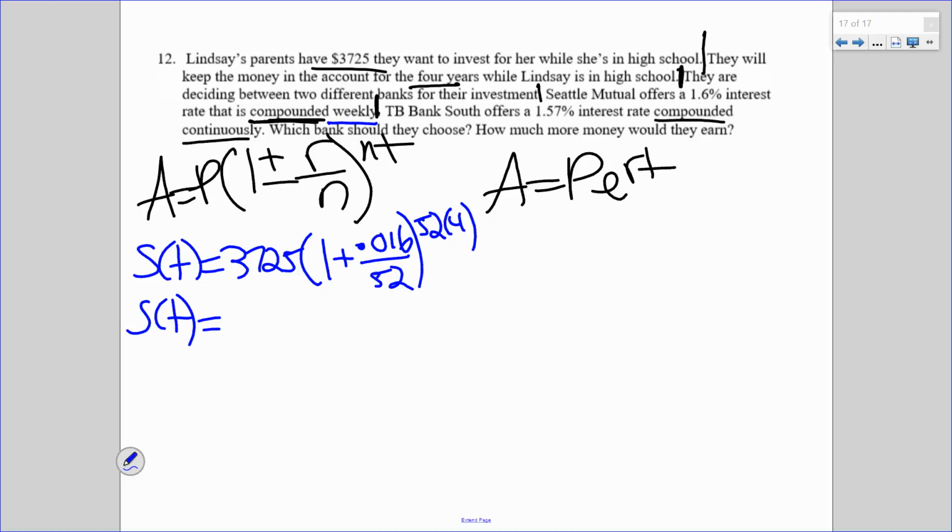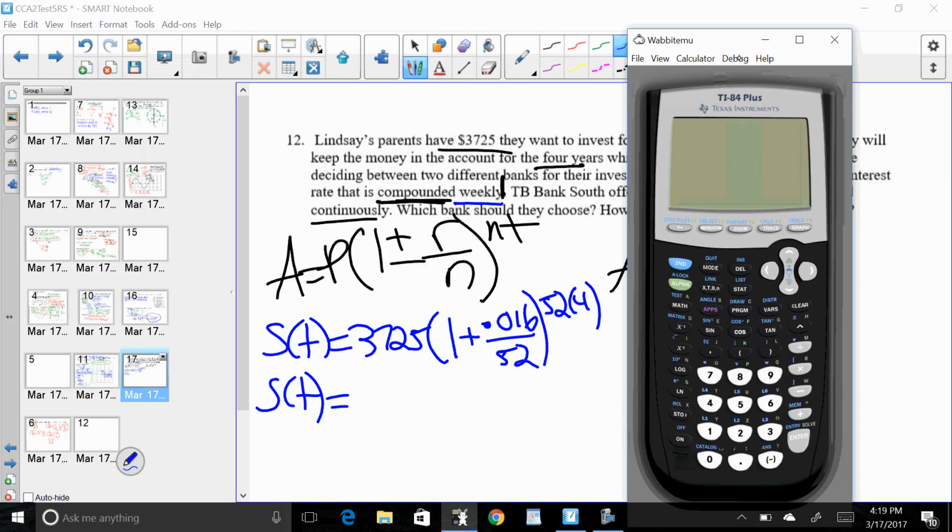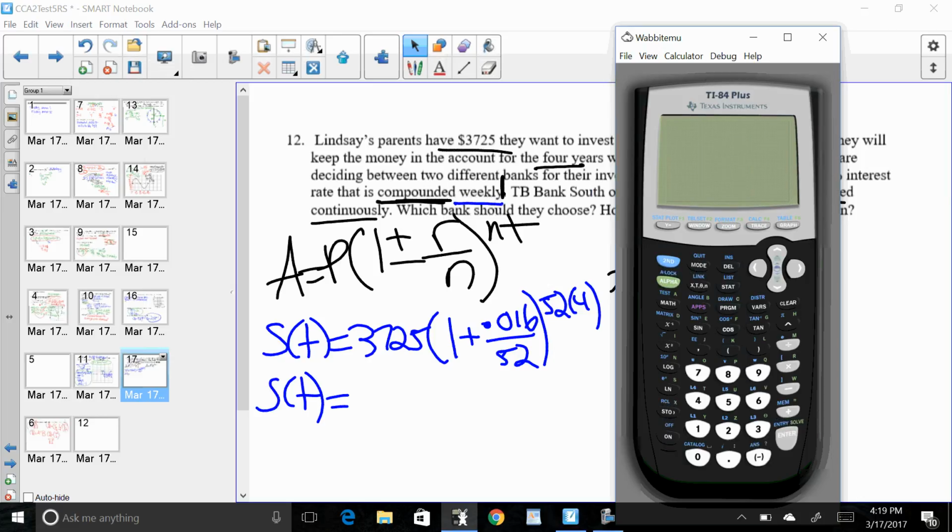What do you think I'm going to do now? I'm just going to let the calculator do it for me. So let's do that. I've got my 3725, I've got parentheses, I've got 1 plus 0.016 over 52. Get out of the fraction, then the exponent 52 times 4. Enter. In general, we want to round to the nearest cent unless it specifies otherwise.